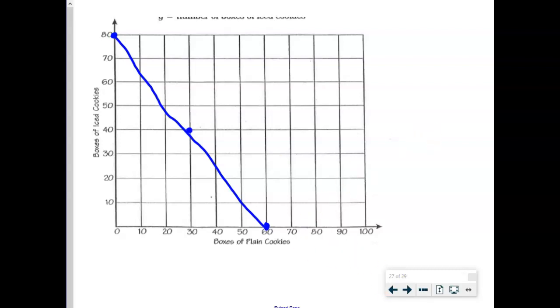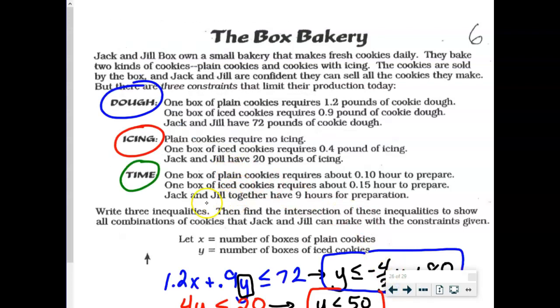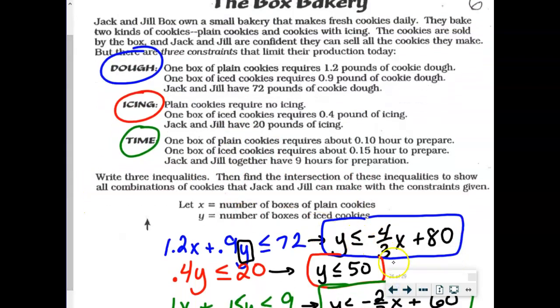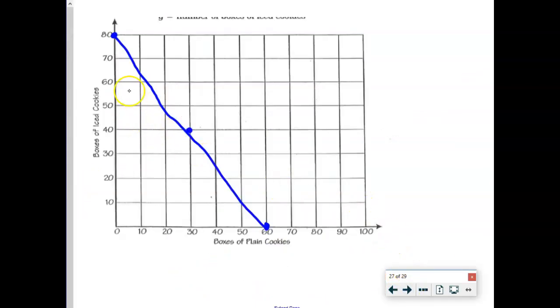Now, the other constraint, the one that was about icing, that was the line y is less than or equal to 50. And that one should just be a straight horizontal line over here at 50. So again, we're going to be graphing underneath that line too. I'm just not going to do it yet.